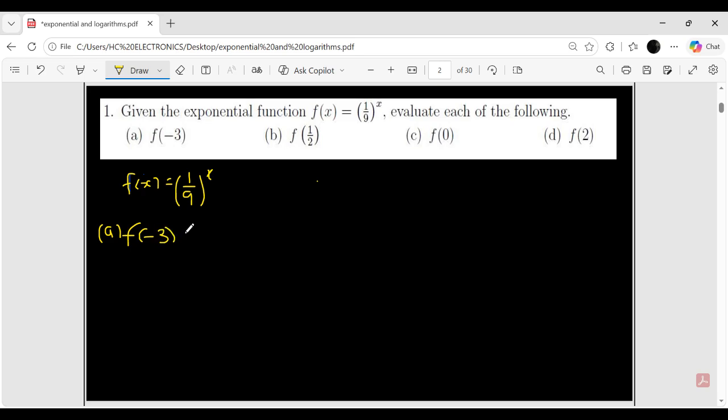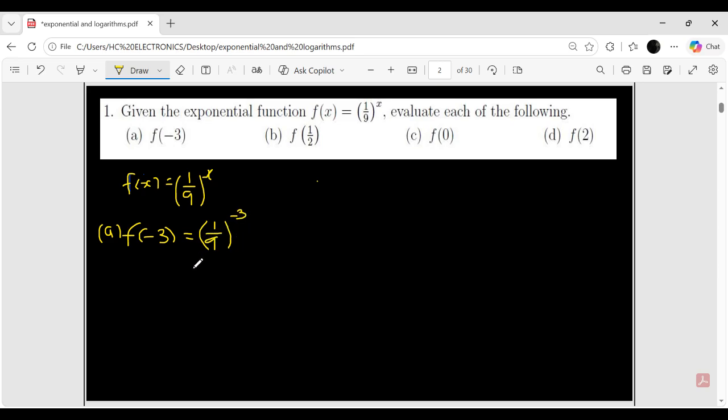So f of negative 3 is just replacing x with negative 3. Meaning that even in this function, where there was x, we're going to put negative 3. So f of negative 3 is equal to 1 over 9 to the power negative 3.